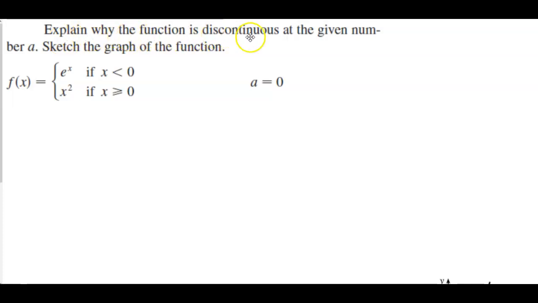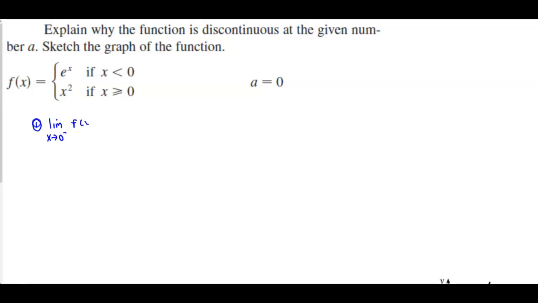Explain why the function is discontinuous at the given number a. Sketch the graph of the function. Here a is equal to 0, and the function f of x is equal to e to the x if x is less than 0, and f of x is equal to x squared if x is greater than or equal to 0. So we need to figure out what the limit as x approaches 0 from the left of this function equals.